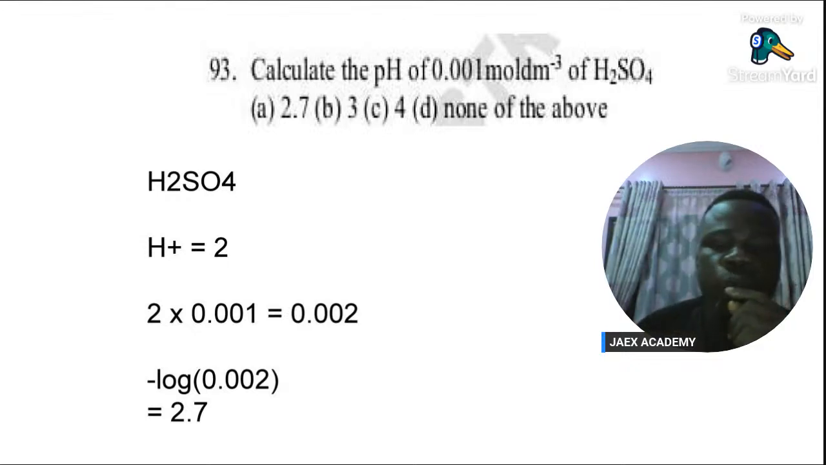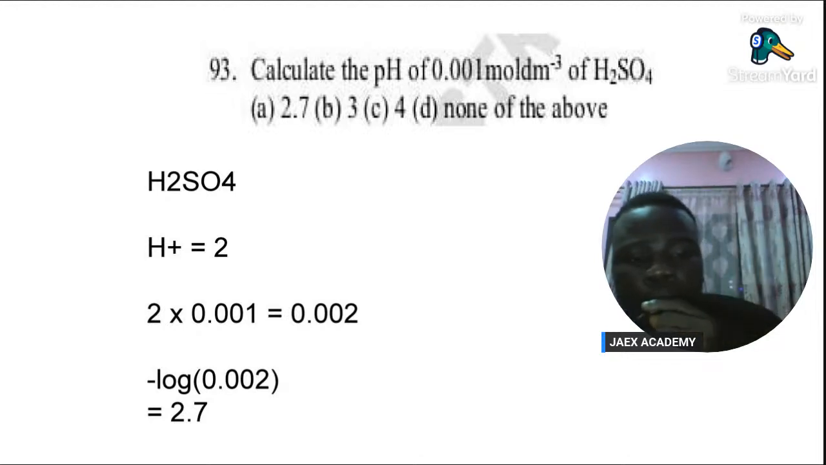So we said 2 is coming from the H2SO4. In H2SO4, hydrogen contains 2 ions. Now before you solve, you use that 2 that hydrogen contains to multiply 0.001. It will give us 0.002. Now in your calculator, press minus log 0.002, or just press log 0.002.